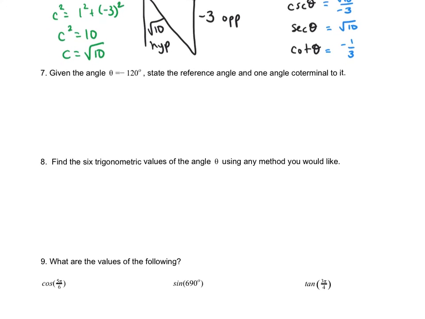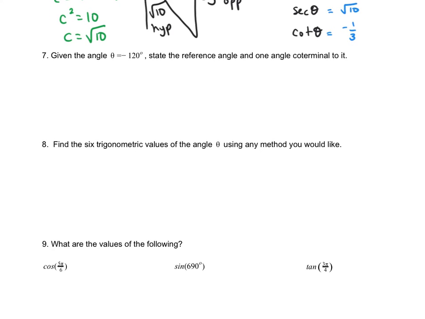All right, 7, and the rest of this, we'll talk about the different ways we can use the unit circle. So the first one says, given the angle theta equals -120, state the reference angle and one angle coterminal to it. So the coterminal is real simple. Coterminal, we're going to either add or subtract 360. So in this case, since it's negative, I think it would be to our advantage to add 360. So that's 240 degrees.